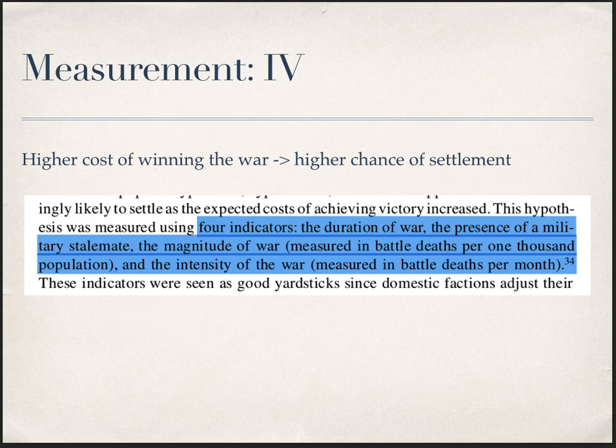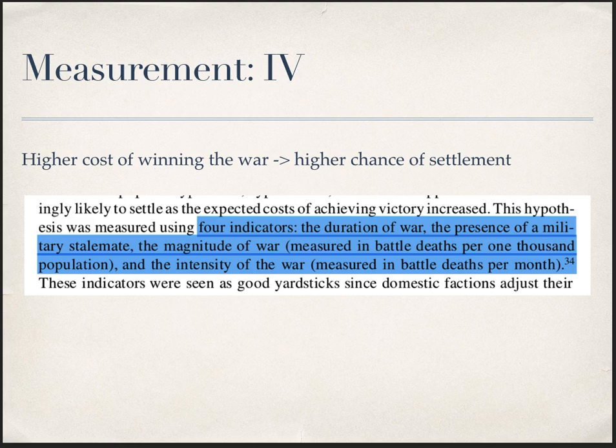How might we measure whether the war has a higher cost of winning, which therefore overbalances the higher benefits of winning? 4 indicators, right? The duration of the war. As the war drags on longer, it must be costing more. The presence of a military stalemate. The battle lines aren't moving anywhere. The magnitude of the war, how many battle deaths there are, and the intensity of the war, measured in battle deaths per month. So as we see the number of people dying increase, the amount of movement along the front lines decrease, and the duration of the war drag on, we can intuit from these things, Walter argues, that the cost of the war is going up.